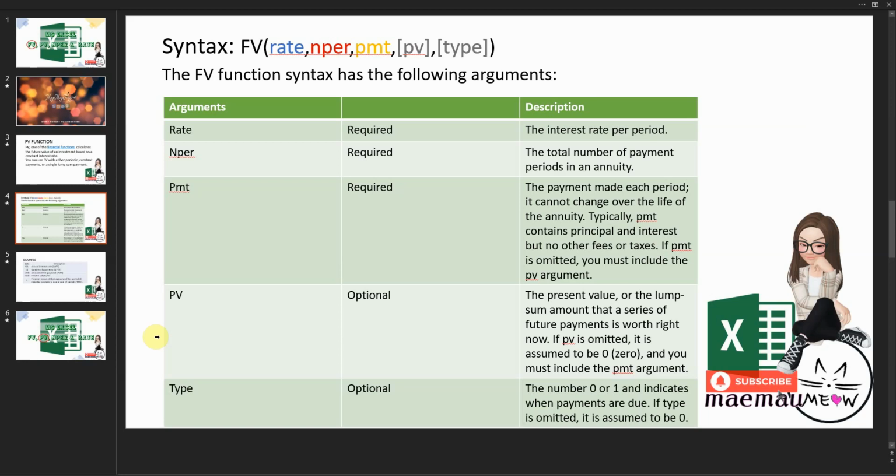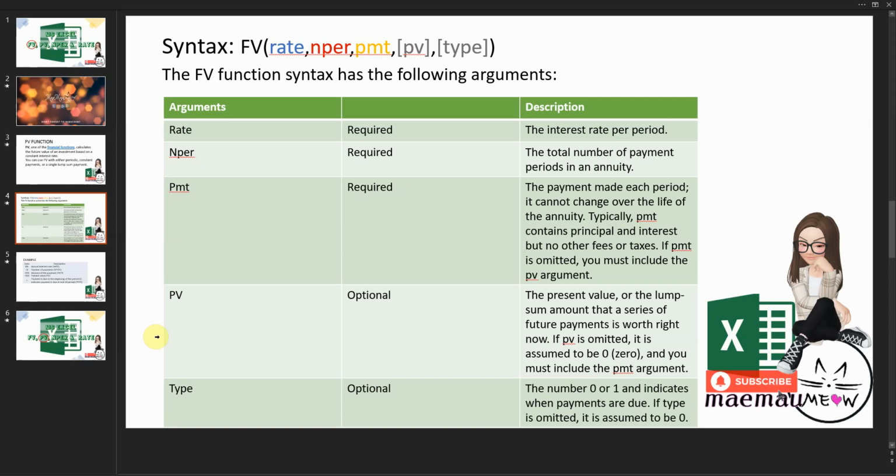And then we have PMT. This one is required. It's the payment made each period. It cannot change over the life of the annuity. Typically, PMT contains principal and interest, but no other fees or taxes. If PMT is omitted, you must include the PV argument.